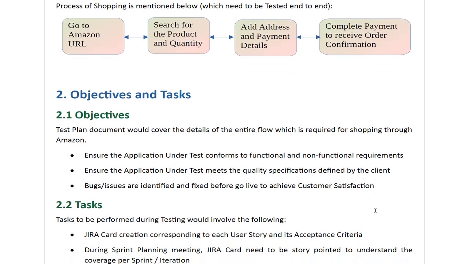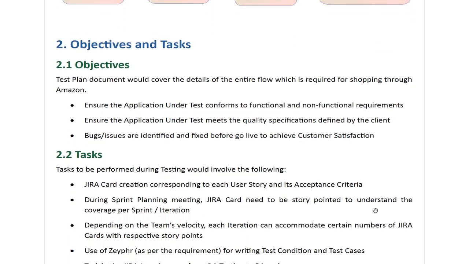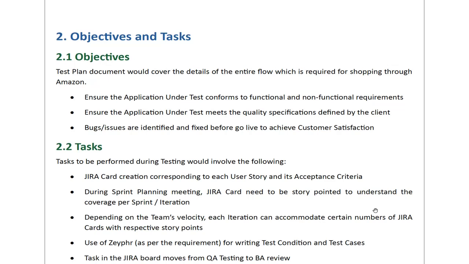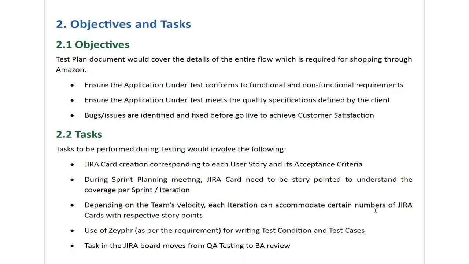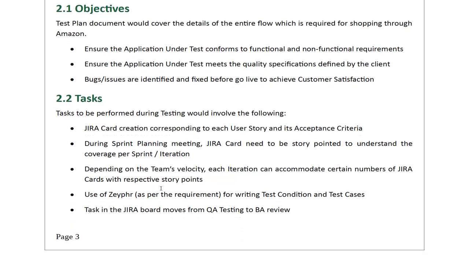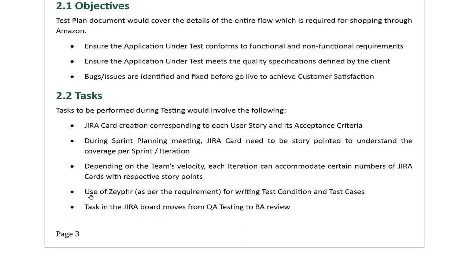And the task, what is the task we need to perform? Like in Jira, we can create the Jira card corresponding to each user story and its acceptance criteria. And during sprint planning, the Jira card needs to be story pointed to understand the coverage per sprint. So what are the tasks which we will cover, like what we will do during the testing? These are the tasks we will cover. And we use Jira for writing the test conditions and test cases.